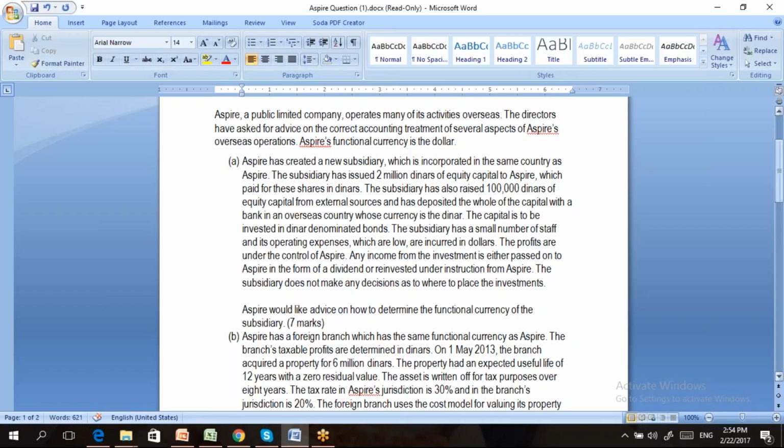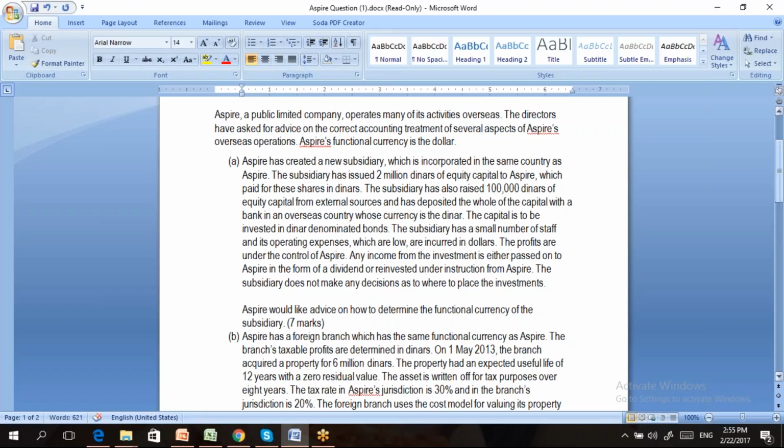Basically, if you look at this subsidiary, what is it they are doing? They are basically a vehicle for the parent to invest in dinar-related investments. That is what they have done. So they may have set up this entity to expose the dinar-dollar transactions so that it will be reported in other comprehensive income through the exchange translation. Therefore, most likely what we can say is the functional currency should be dollars. Dollars, yeah, that's what I would say.